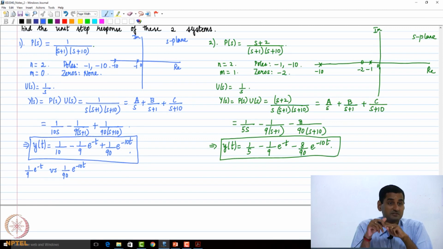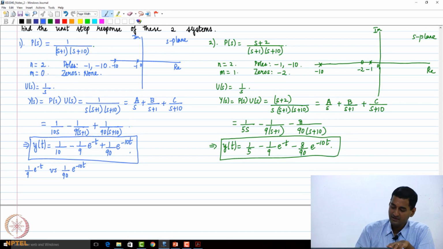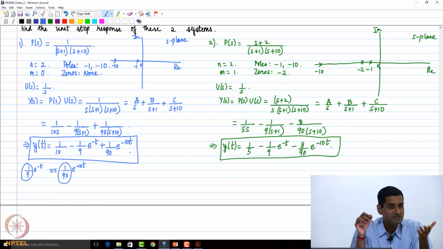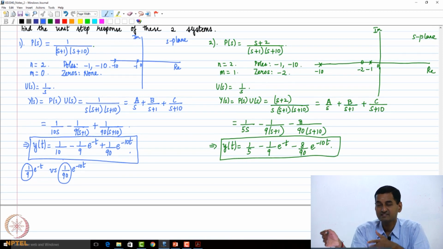Second point is, look at the residues multiplying the two exponential terms, right? So what are they? What factor multiplies e power minus t? 1 by 9. Okay, and what factor multiplies e power minus 10t? 1 by 90. So not only does e power minus t dominate e power minus 10t, the residues are such that 1 by 9 e power minus t will certainly dominate 1 by 90 e power minus 10t to a much larger extent, compared to this example. Okay, the next example we are going to come.